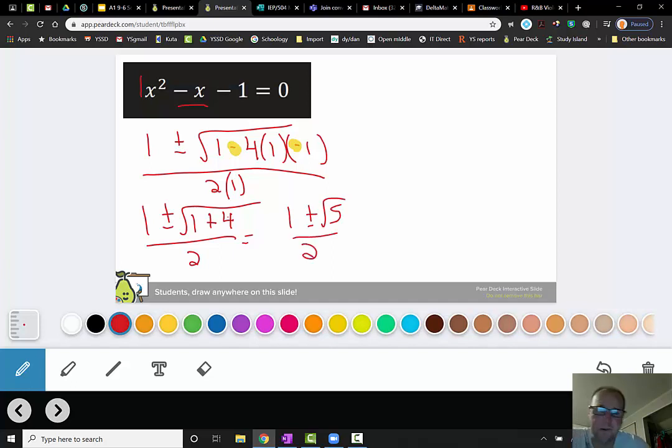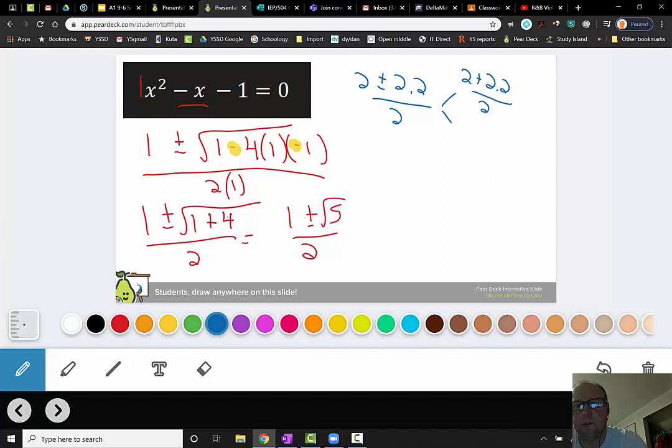Well, the square root of 5, that's not very nice, but we're going to work with it and see what happens here. That means it's 2.2. We get 2 plus or minus 2.2 over 2. So we're going to split it up. I get 2 plus 2.2 over 2 and 2 minus 2.2 over 2.